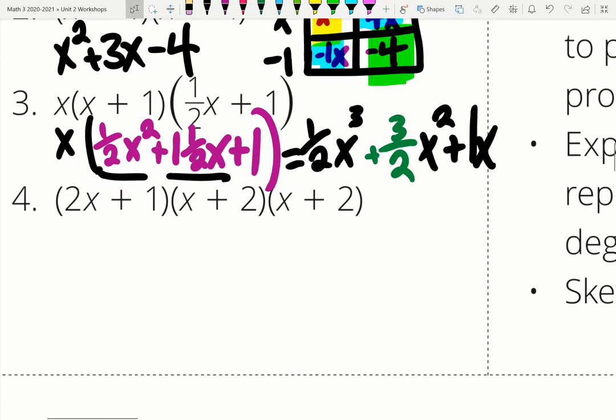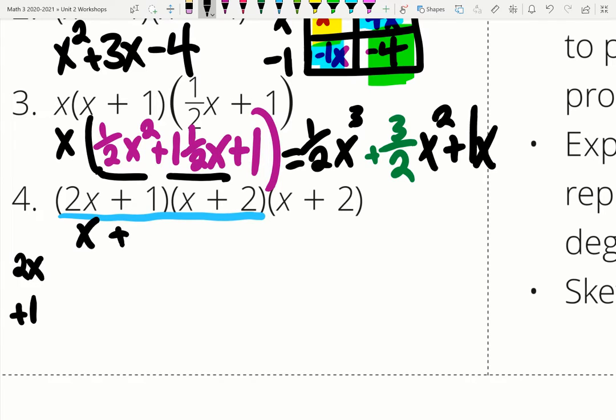All right, number 4. Kind of like number 3, I can go in any order. In the above problem, I chose to multiply these two together first. To show you that multiplication order doesn't matter, I'm going to go ahead and multiply these two together before I multiply by x plus 2. So let me create my area model. 2x plus 1, x plus 2.